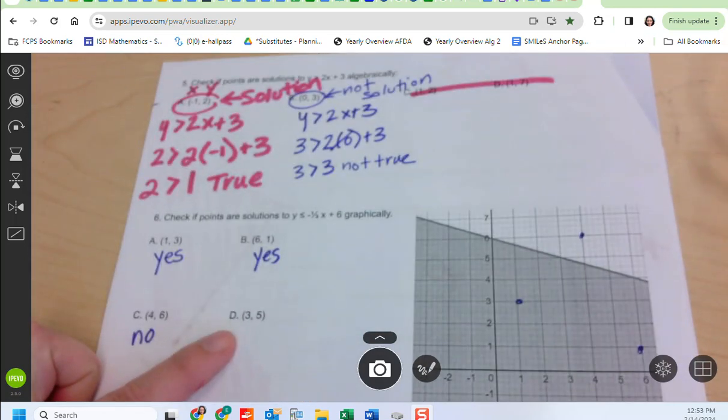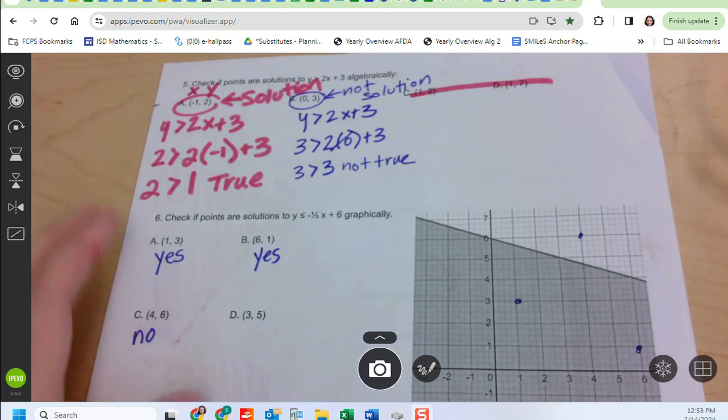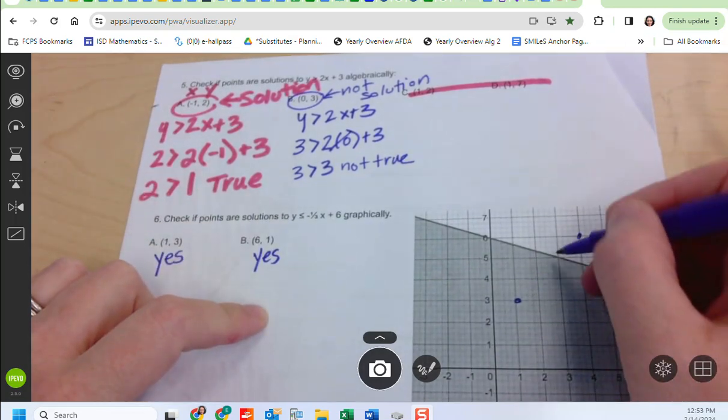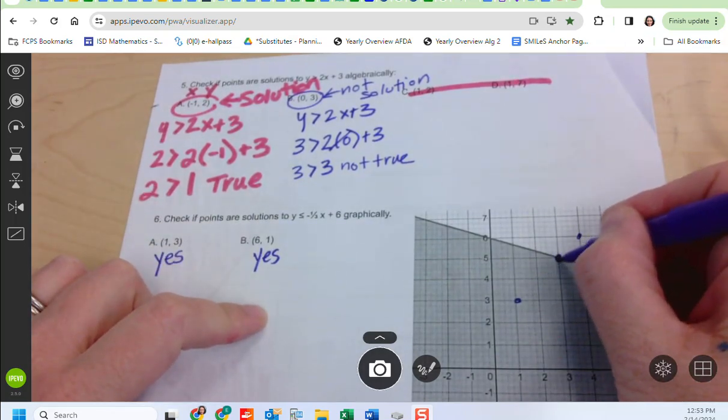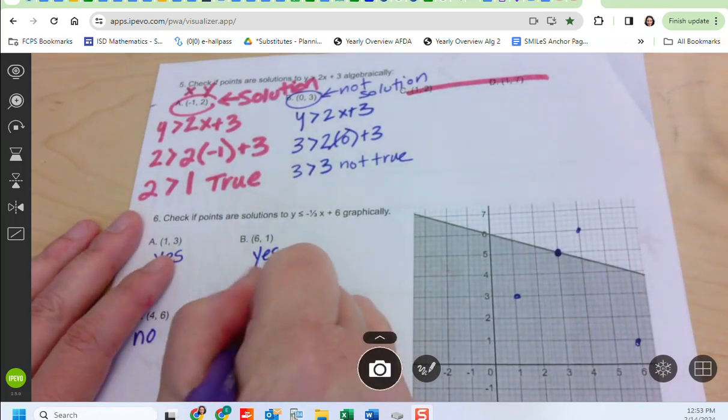D, raise your hand if it is a solution. Raise your hand if it's not a solution. Let's see. 3, 5. It's on the line. Are points on the line a solution? If it's a solid line, yes. If it's a dashed line, no. Okay? So because it's on a solid line, yes, it's a solution.